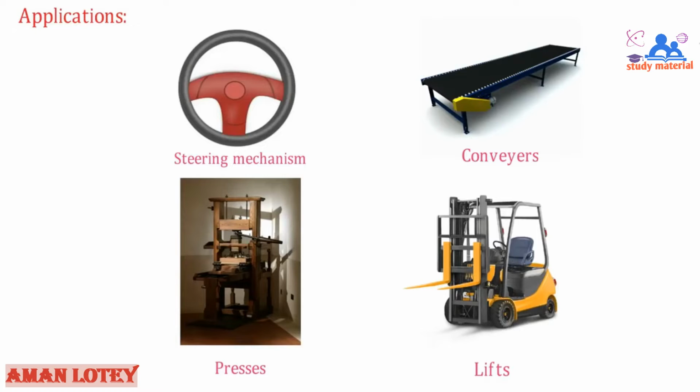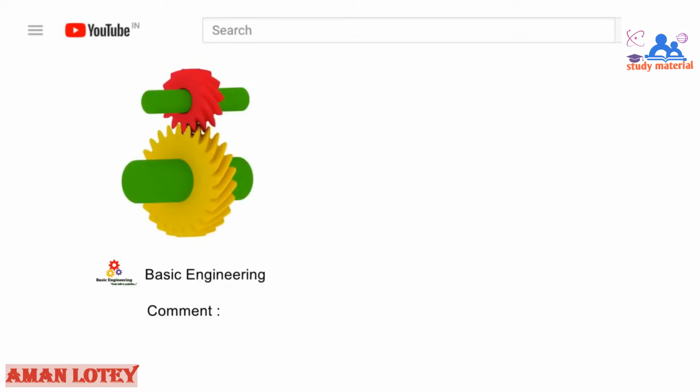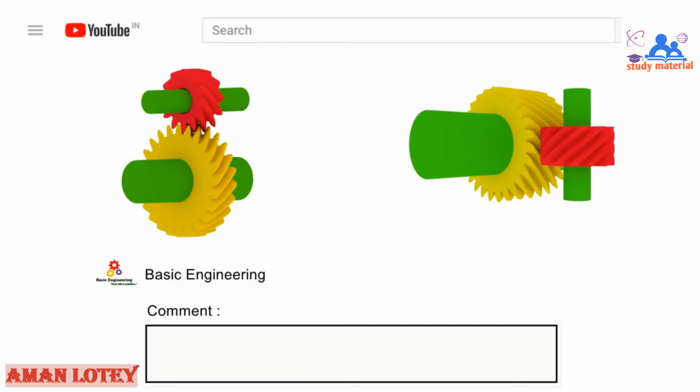This is all about all types of gears. Now here is one interesting question for you. We have seen that helical gears are used to transmit the power and motion between two parallel shafts. If I make the gear arrangement like this, can we transmit the power and motion between non-parallel shafts? Let me know your answer in the comment section below.